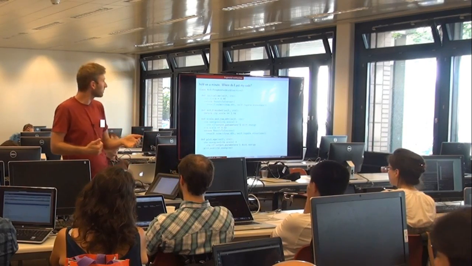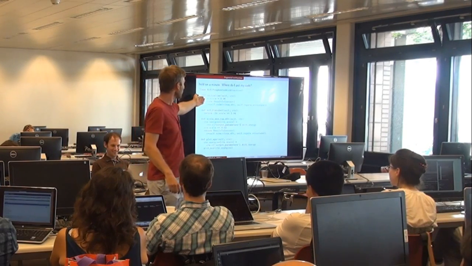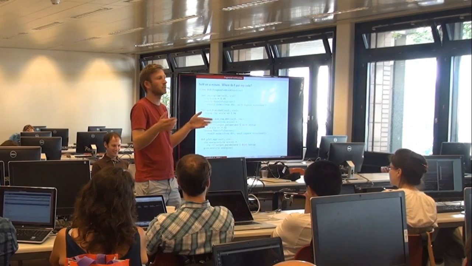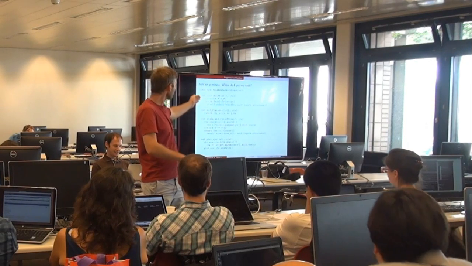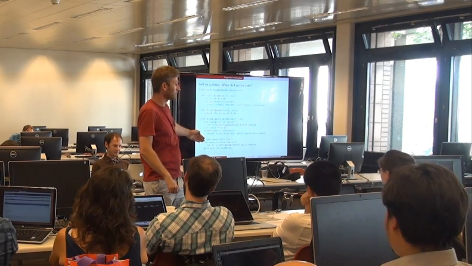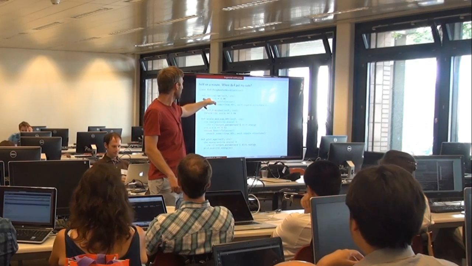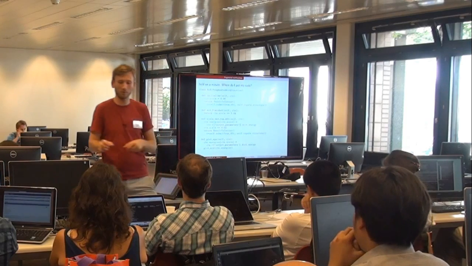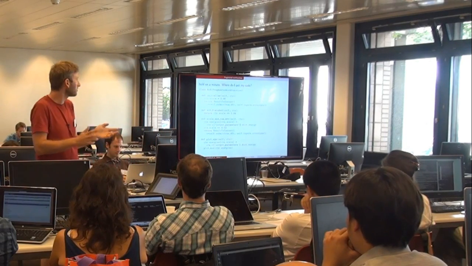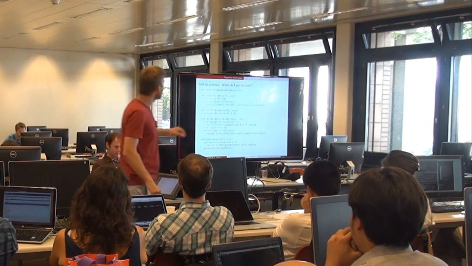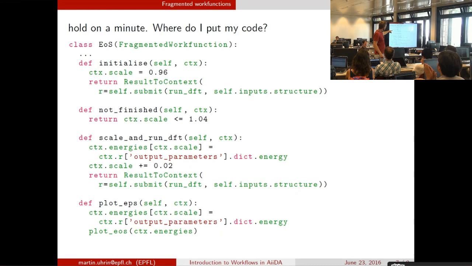But I can use the context to store anything that I want to keep track of in between steps. So clearly, things like the scale, what point am I through the equation of states? I need to store such that I can access it in different parts of my workflow, the fragmented work function. I can just create them happily by saying ctx dot, give it a name, put a value in it. And what happens here is I'm actually calling a special function called result to context.